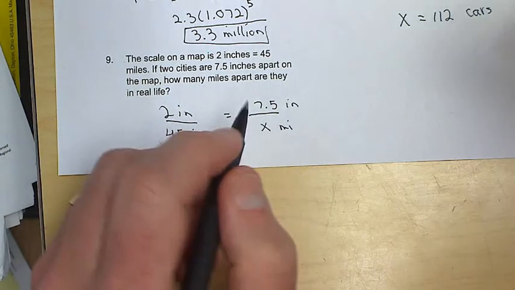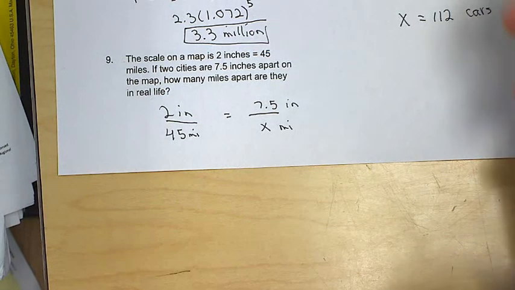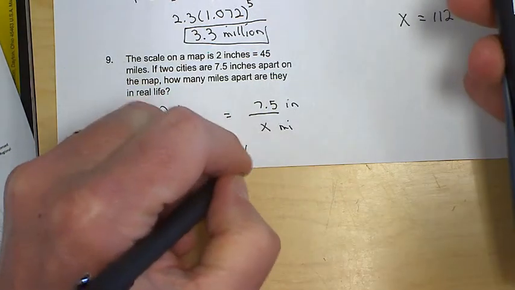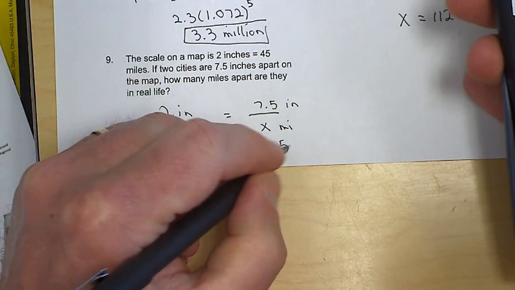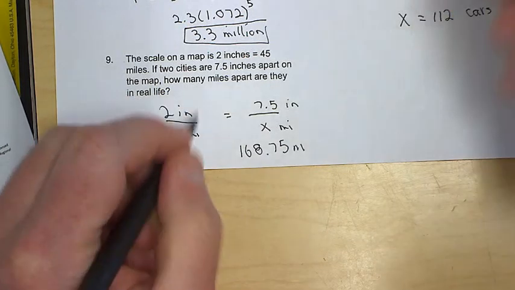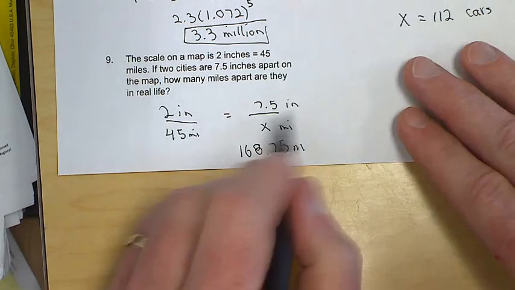And then when I solve that proportion by cross multiplying and dividing, 45 times 7.5, and then divide by 2, I get 168.75 miles. Okay, so that's how to do it. Again, I've showed not only my answer, but how I got it.